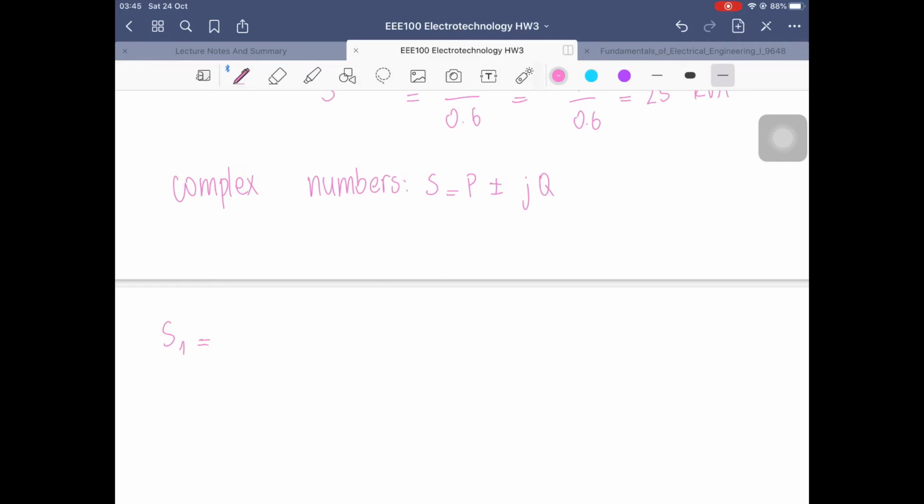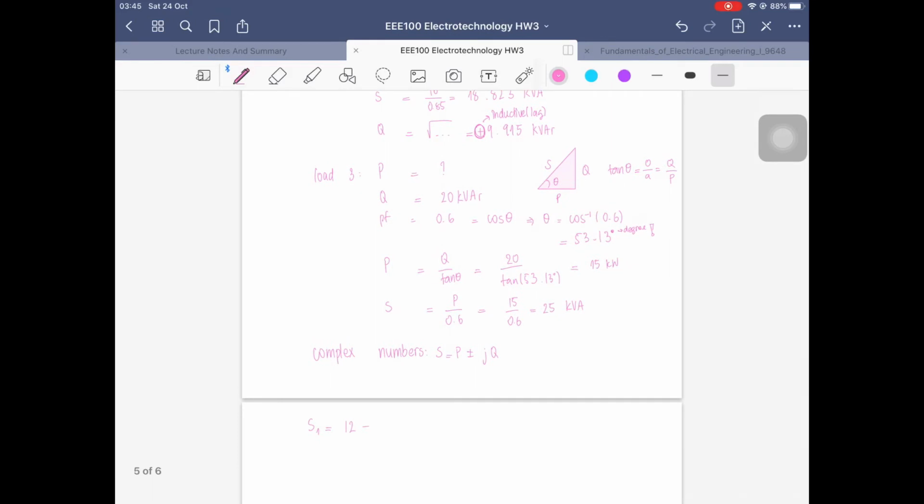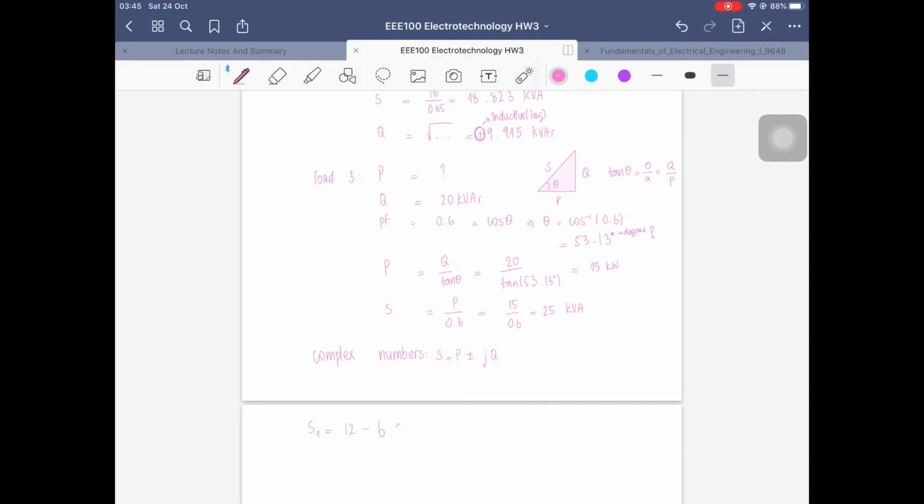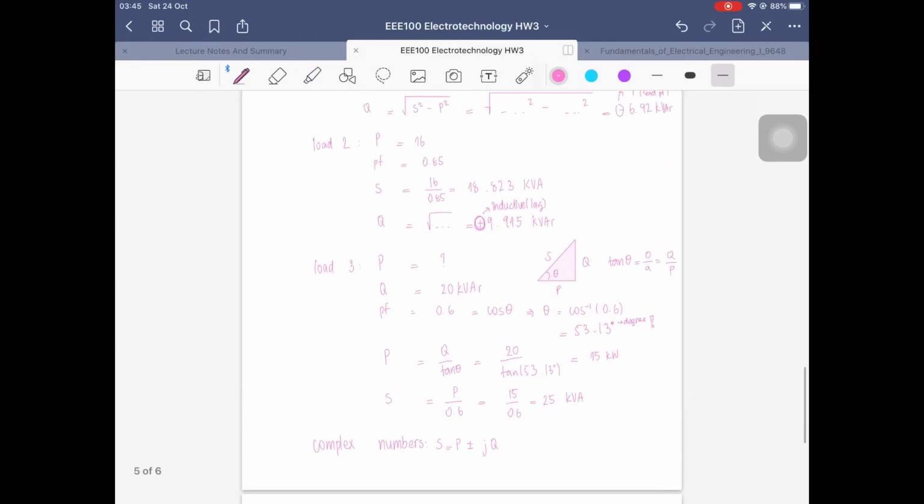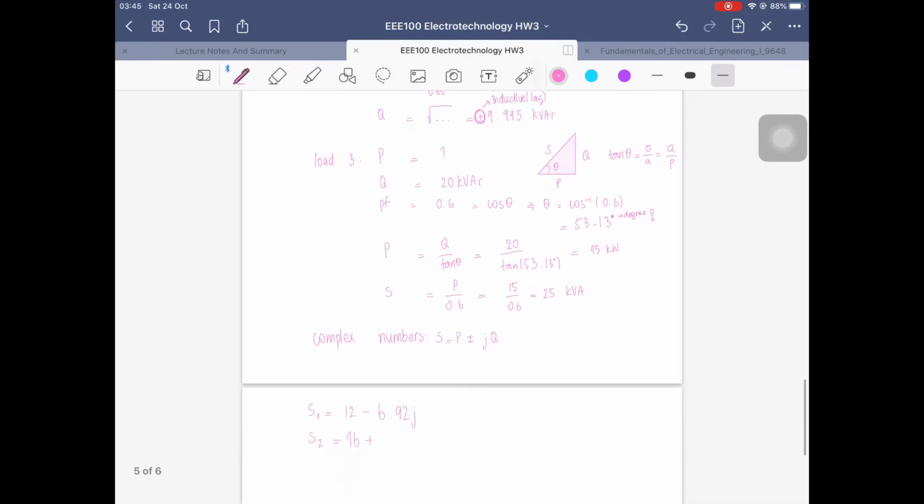So now after you make sure the formula is right, you follow up by completing the formula for S1, which is load 1. We have the complex power, which is P1 plus or minus jQ1. In this case, it is minus because it is a capacitive load. It is leading, and leading means capacitive load, which is a negative sign. So the number is 6.92 kVAR.